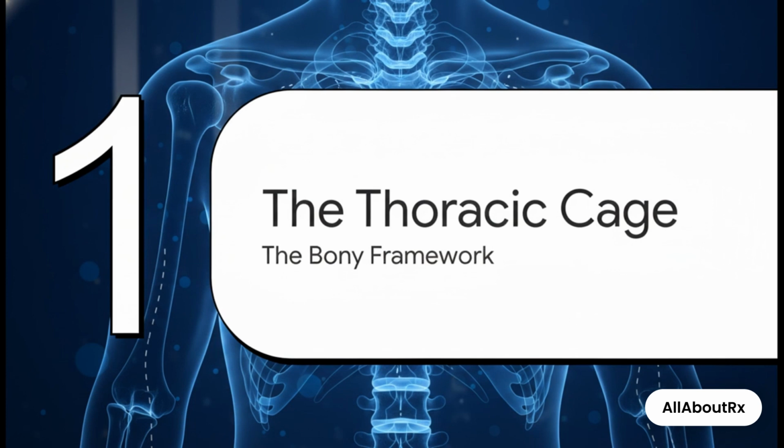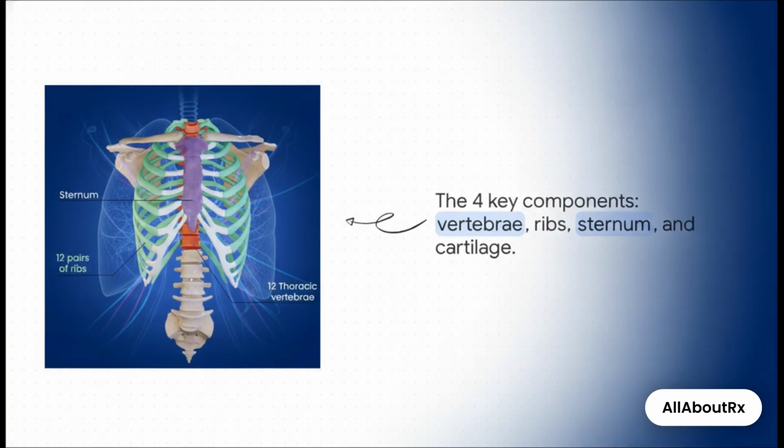Starting off with Part 1, the thoracic cage and its bony framework. Let's establish the boundaries of the thorax. It's that vital region sandwiched right between your neck and abdomen. This protective cage is basically built from 4 key components working flawlessly together to shield your heart and lungs, all while actively helping you breathe.